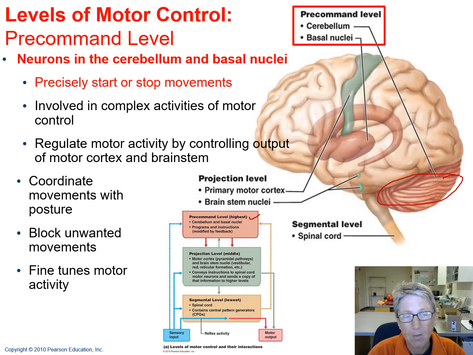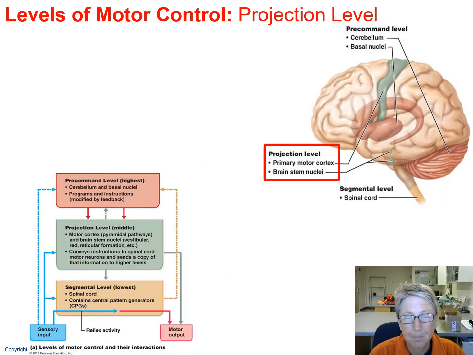And then the basal nuclei are involved in complex activities of motor control. You coordinate movements with your posture. You block unwanted movements, so you have a nice flowing movement. So basically, the basal nuclei fine-tune all your motor movements.